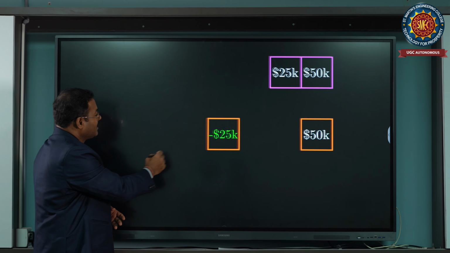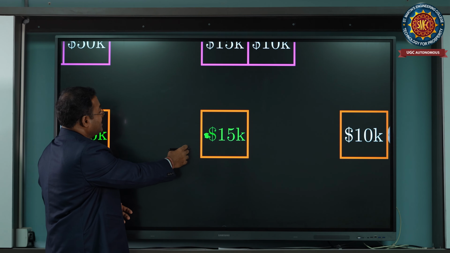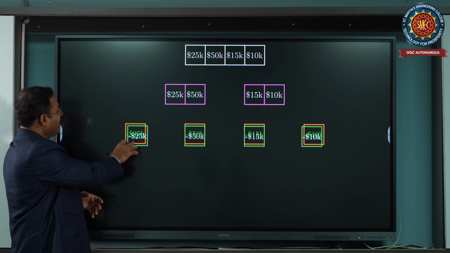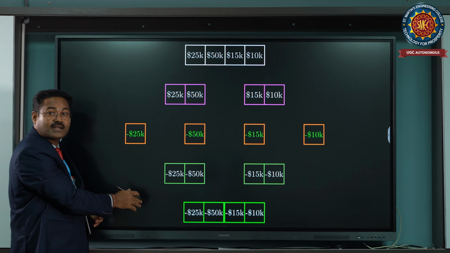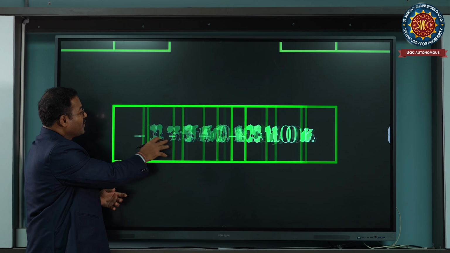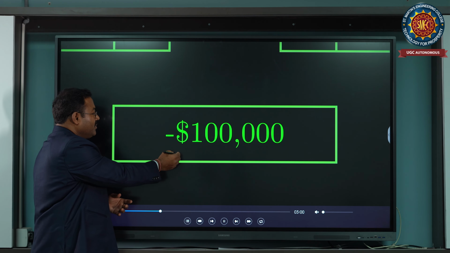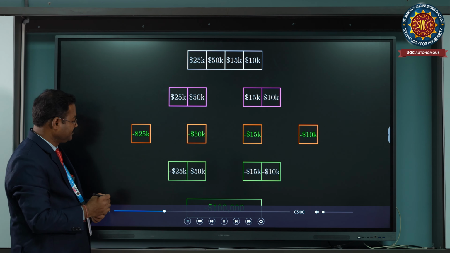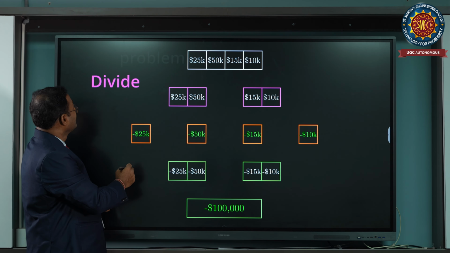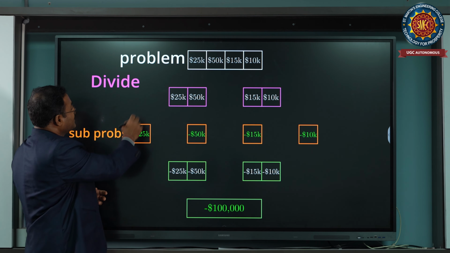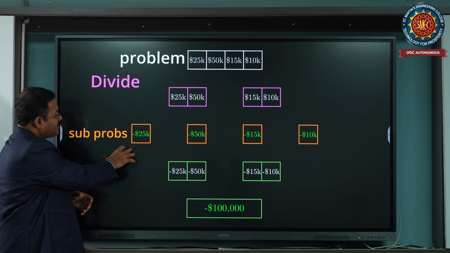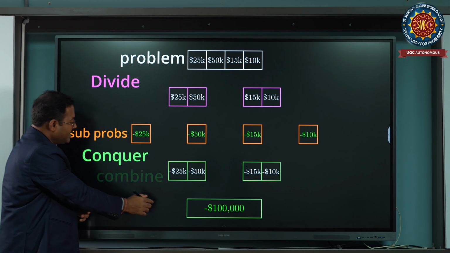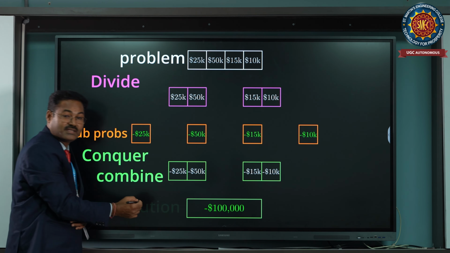First person gets 25, 50, and 10. Like this I split. Then I have to collect that amount from the four persons. I have to match it, then I will get 1 lakh. This means we are dividing the problem into sub problems, and again we are collecting the solutions. We are merging, conquering here. Then we are combining the solutions. Right?